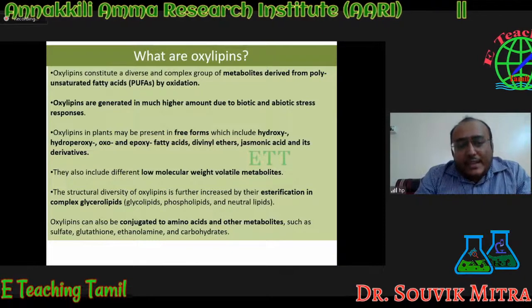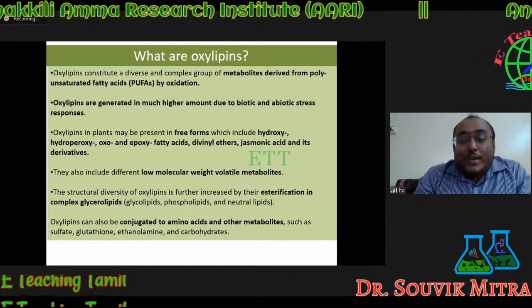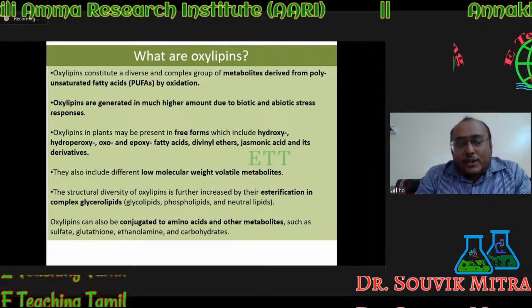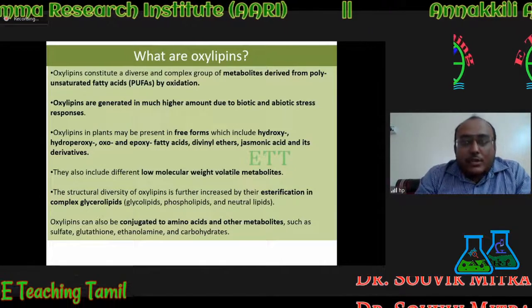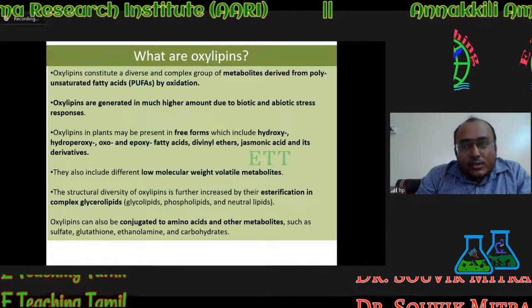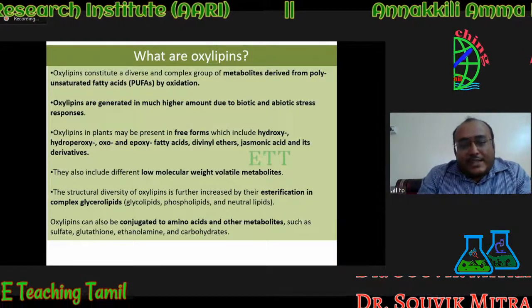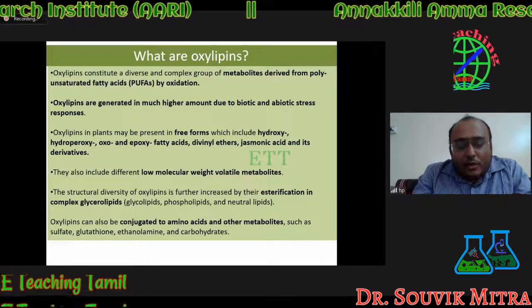They also include low molecular weight volatile metabolites. Volatile metabolites means short chain products of low molecular weight. There can be aldehydes, ketones, and alcohols, short chain alcohols or short chain aldehydes. So these are basically the free oxylipins, which I will talk about.